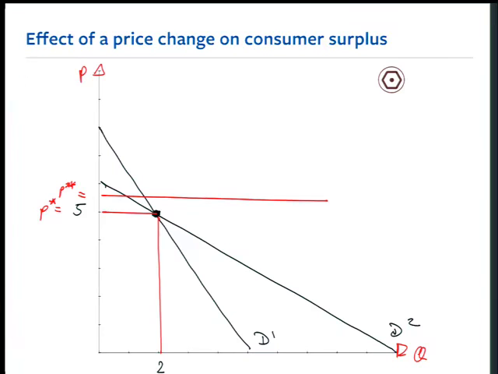Before and after for the inelastic demand curve, and then I'm going to compare consumer surplus before and after for the elastic demand curve. So let's do that.